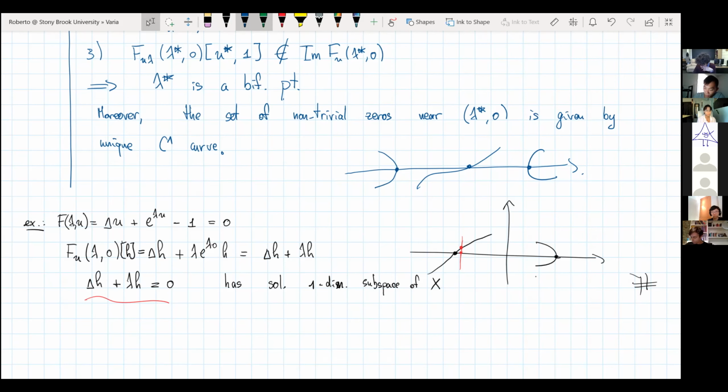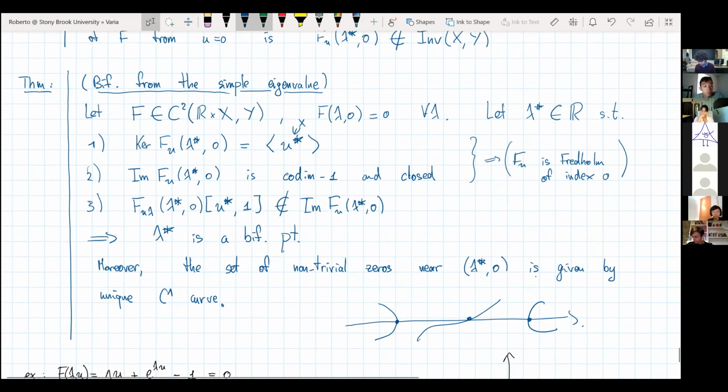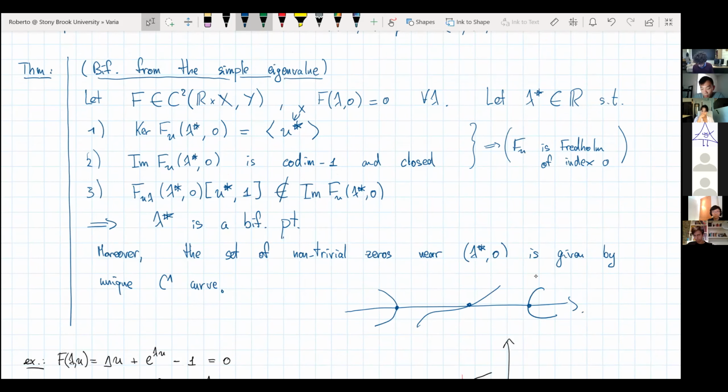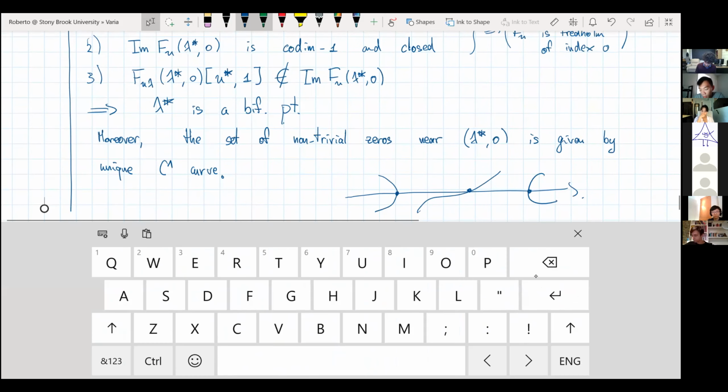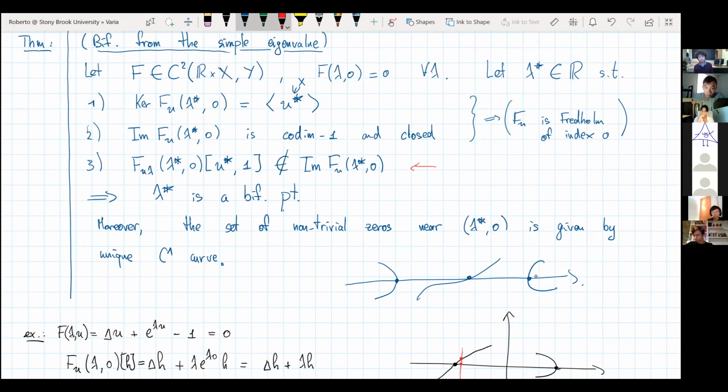I don't know if these bifurcation points can be dense. But I feel that this regularity condition here might force you, at least in this very simple case, to not have accumulation. But honestly, I don't know. So okay, thank you.